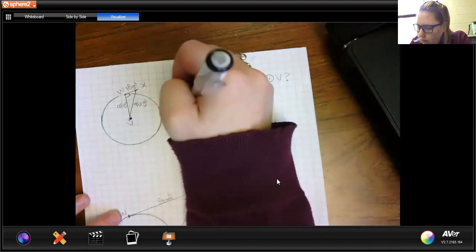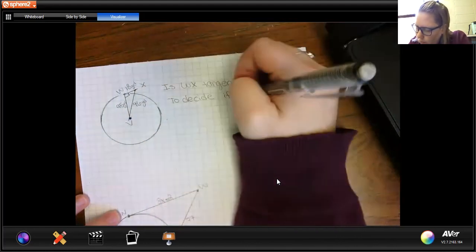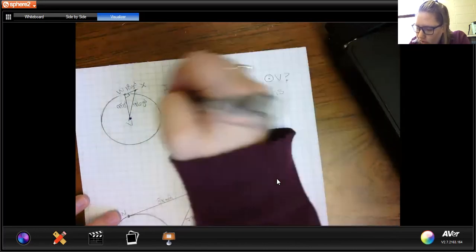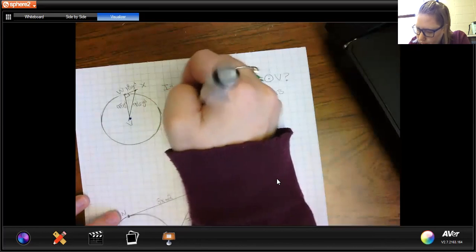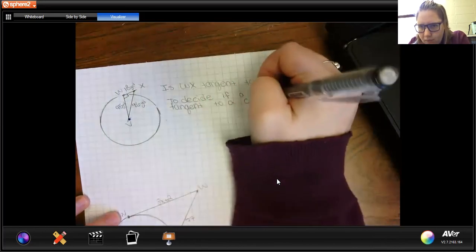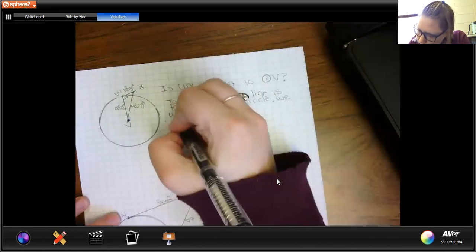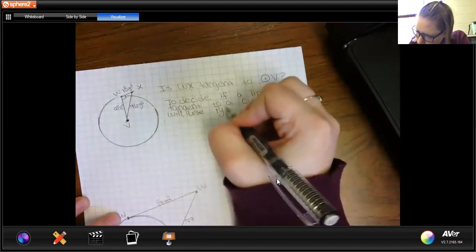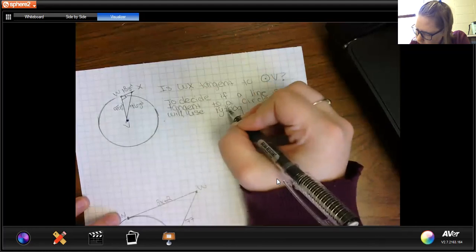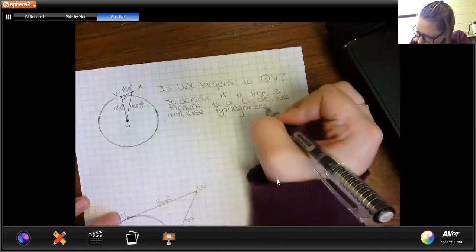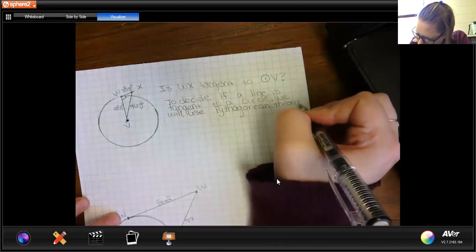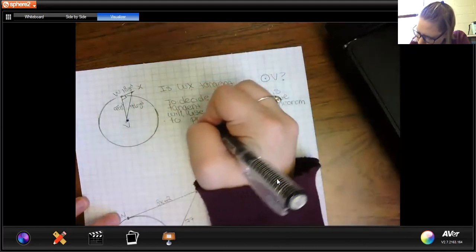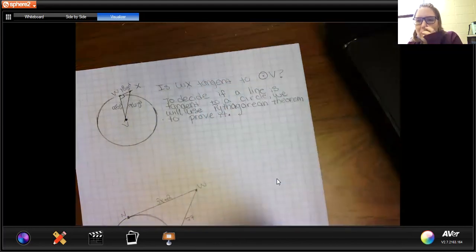So to decide if a line is tangent to a circle, we will use Pythagorean theorem to prove it. Okay, so if Pythagorean theorem works for my numbers that were given to me, then these were tangent. It had to be, because it had to be a right triangle.